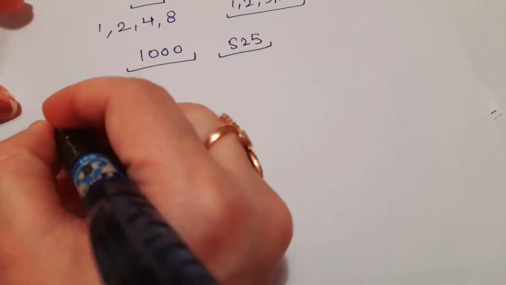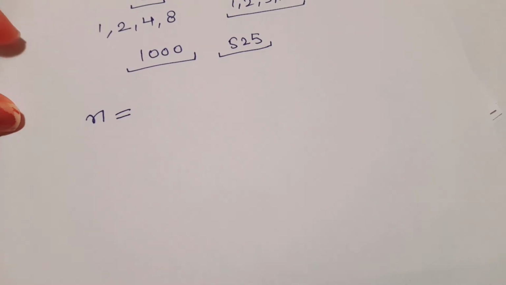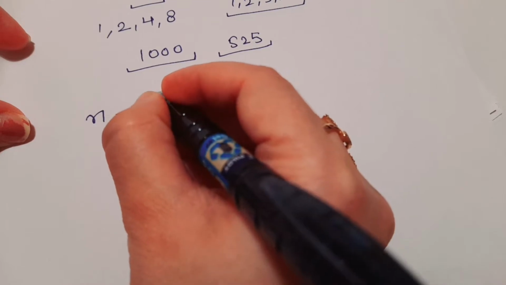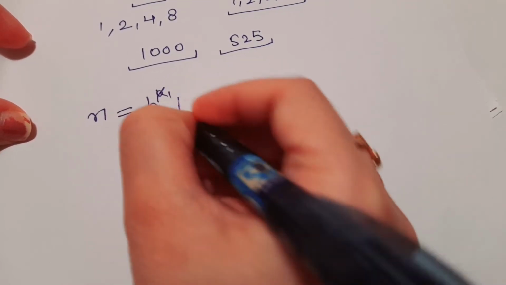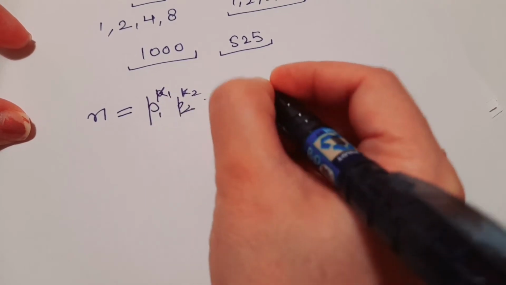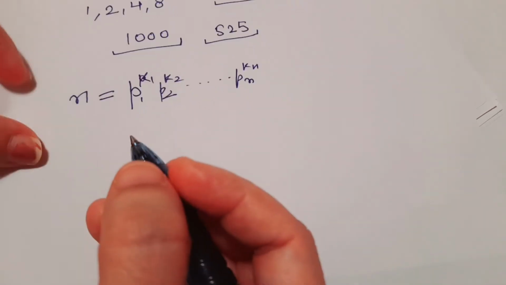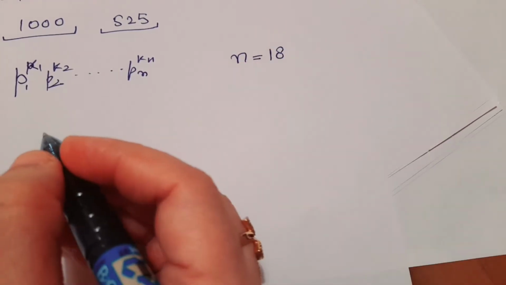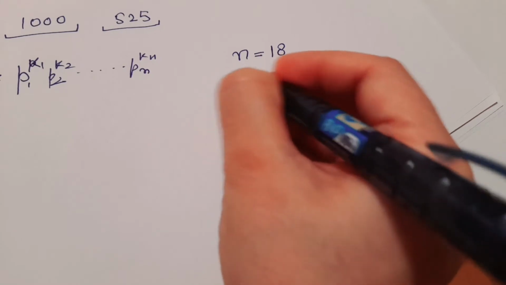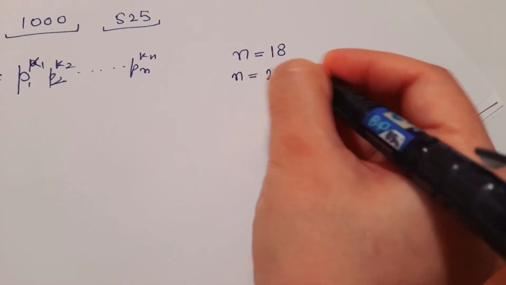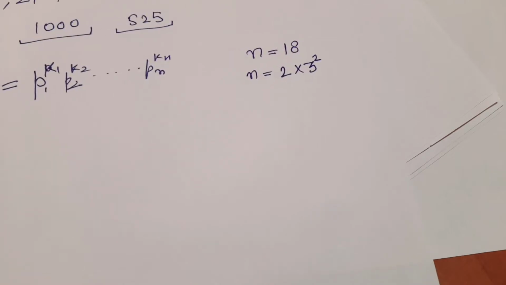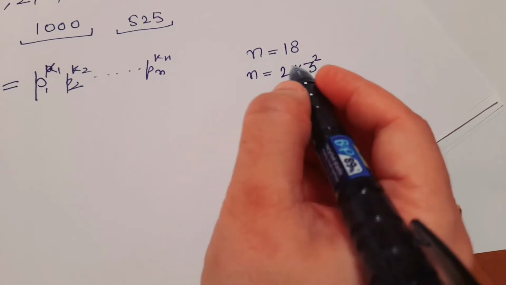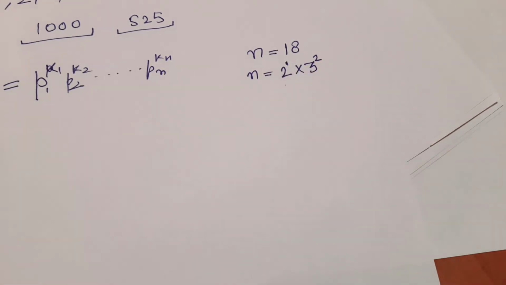Suppose you have a number n, then what will you do? You will write that number in prime factorization form: p1 raised to power k1, p2 raised to power k2, and so on up to pn raised to power kn. Like suppose n is equal to 18. When you prime factorize this, you get 2 into 3 square. That means p1 is 2 and p2 is 3, k1 is 1 and k2 is 2.